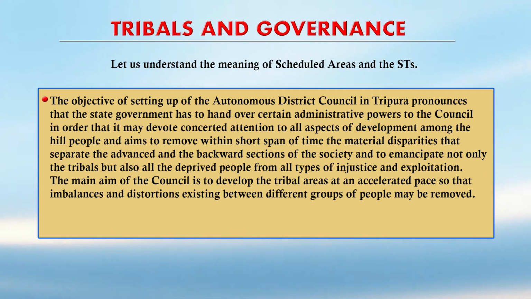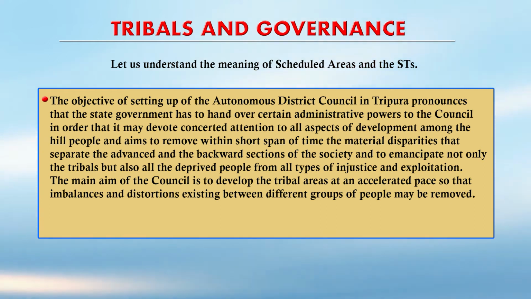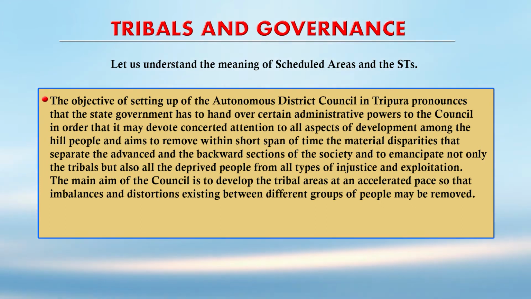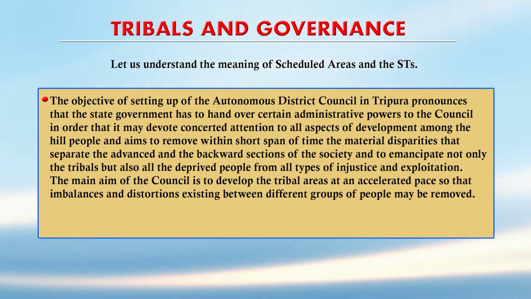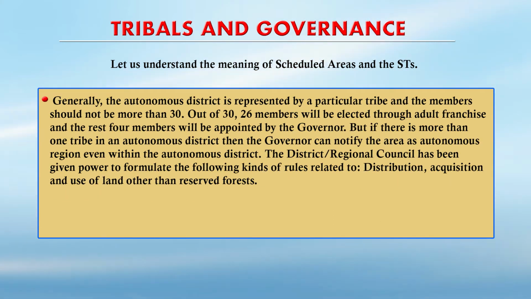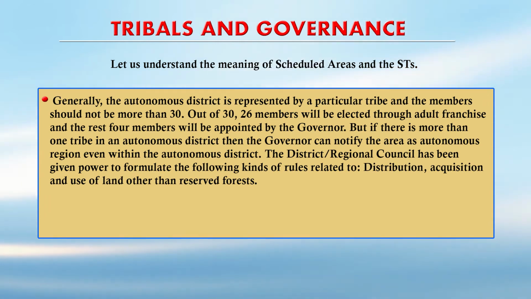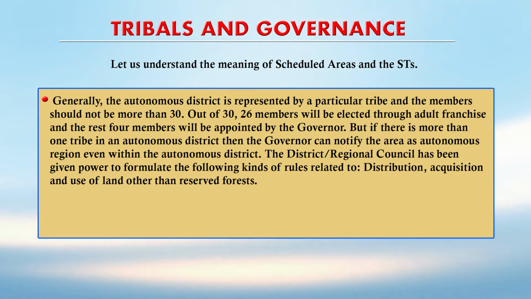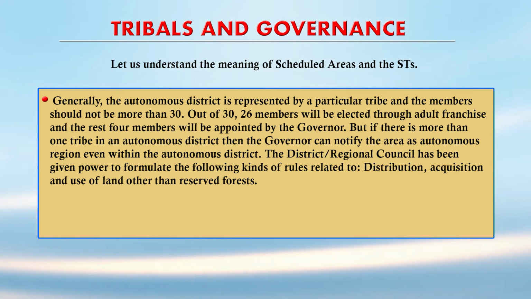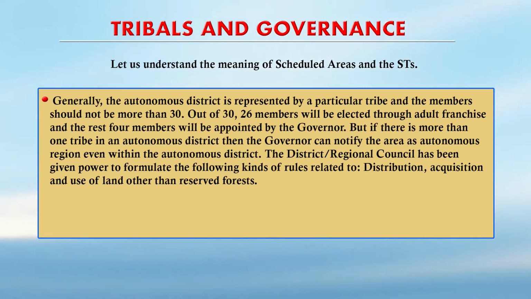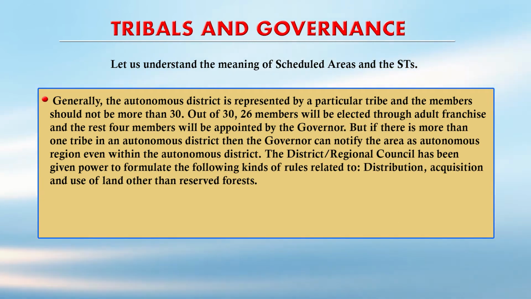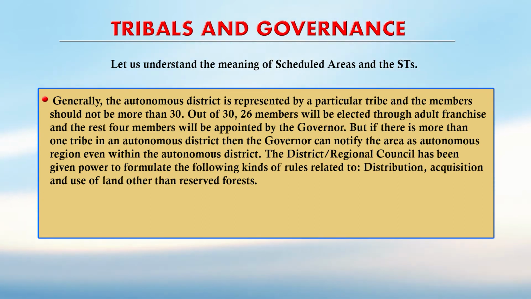The main aim of the council is to develop the tribal areas at an accelerated pace so that imbalances and distortions existing between different groups of people may be removed. Generally, the autonomous district is represented by a particular tribe and the members should not be more than 30. Out of 30, 26 members will be elected through adult franchise and the rest 4 members will be appointed by the governor. But if there is more than one tribe in an autonomous district, then the governor can notify the area as autonomous region even within the autonomous district.